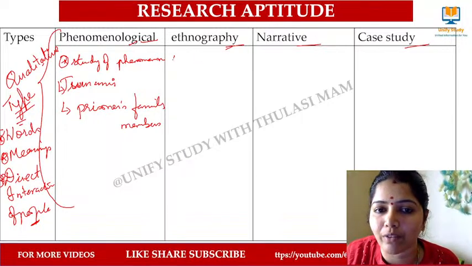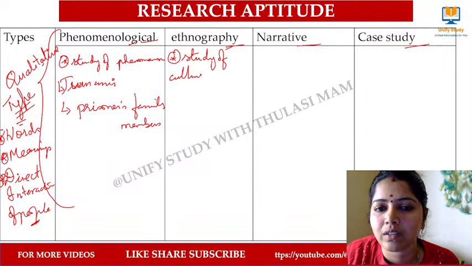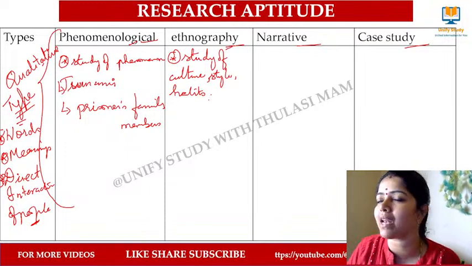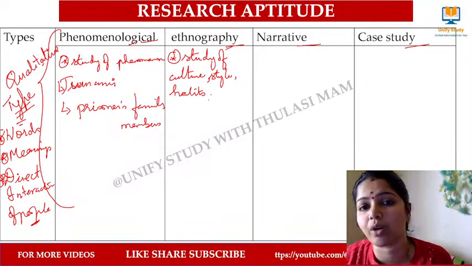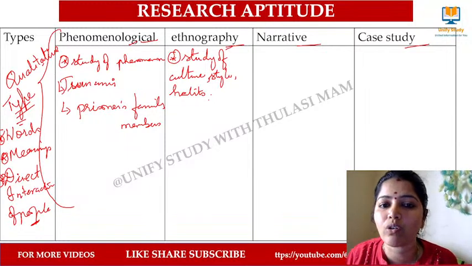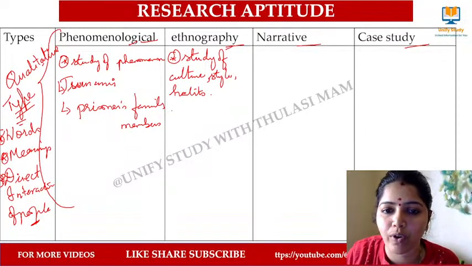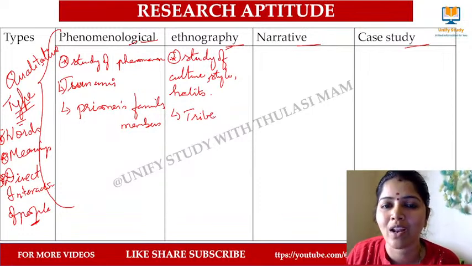Another one is ethnography. Next one. What do you mean by ethnography? The study of culture. Study of culture, style, habits, and all these things we call as what? Ethnography. So getting into the people and knowing about them, discussing about their culture, about their food habits, about their style, everything we call as what? Ethnography. We can go to a tribe and ask them about their culture, about their lifestyle, how they lived, everything. So this talks about what?